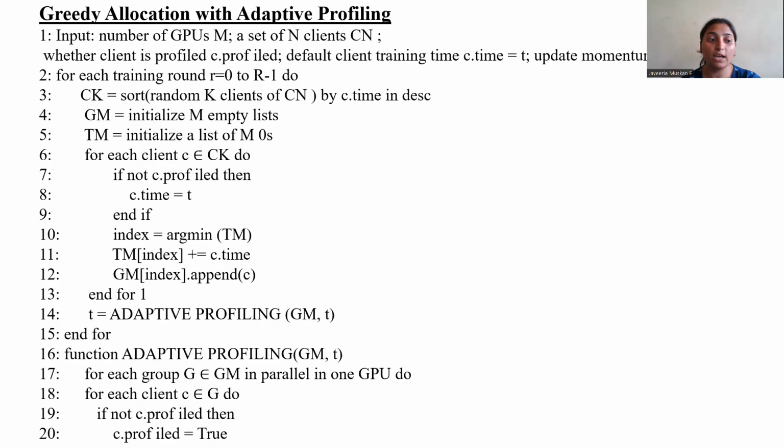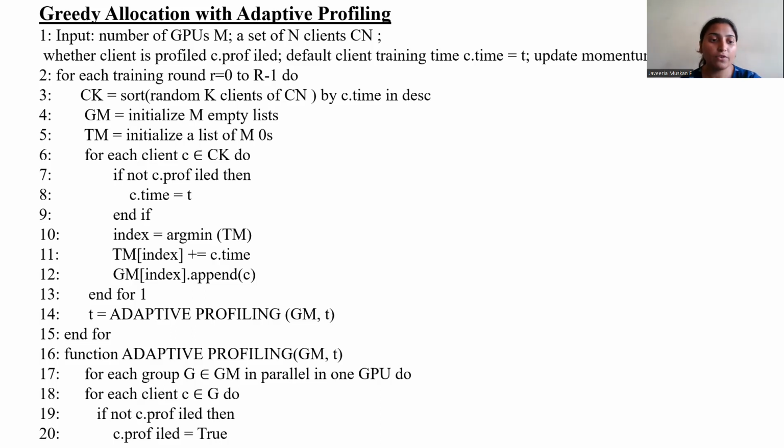We adopt greedy allocation, that is the longest processing time algorithm, to solve the problem: sort the clients in descending order by training time, and allocate the slowest client to the GPU with the shortest total time. However, the training time for each client is unknown at the beginning of the training. So we use an adaptive strategy to update the training times of clients instead of profiling the clients at the start of the training, because profiling would consume intolerable time when the total number of clients is large.